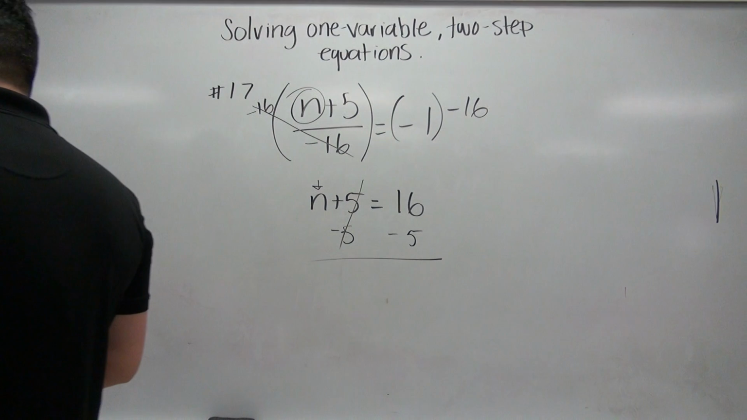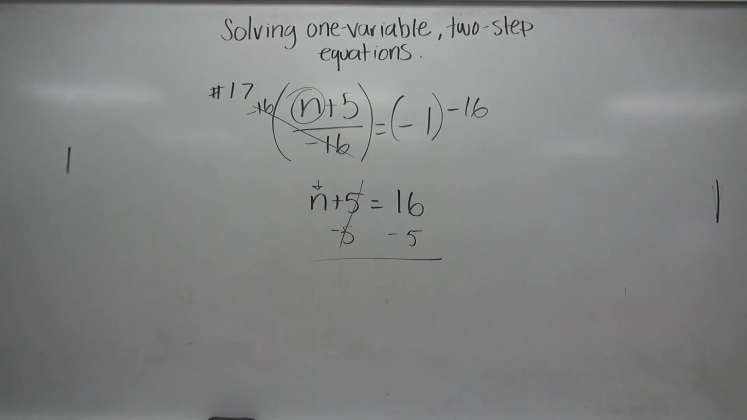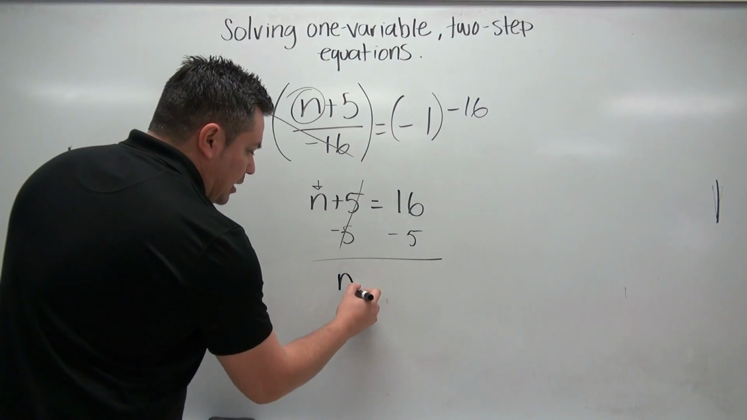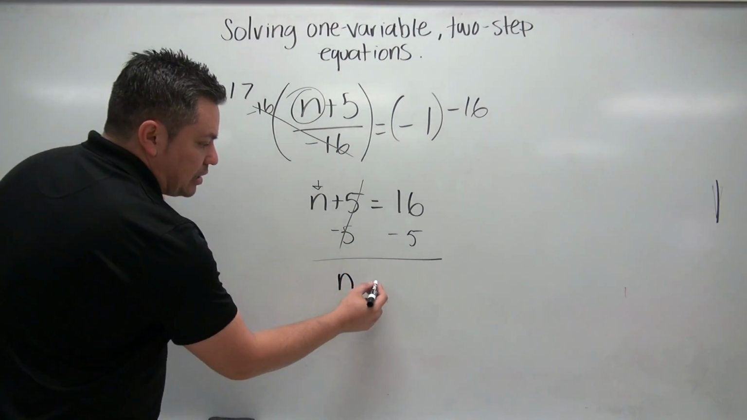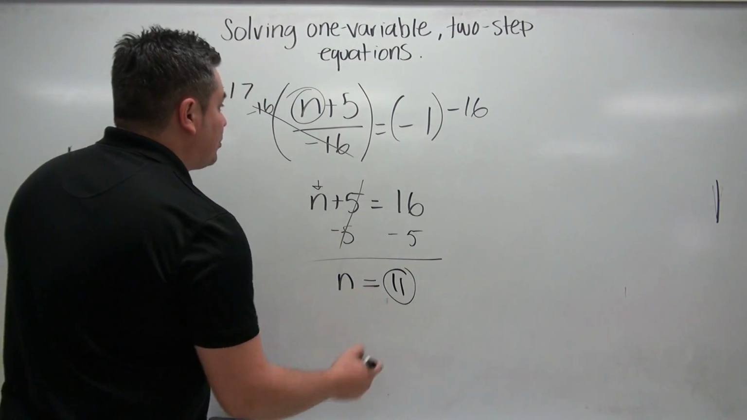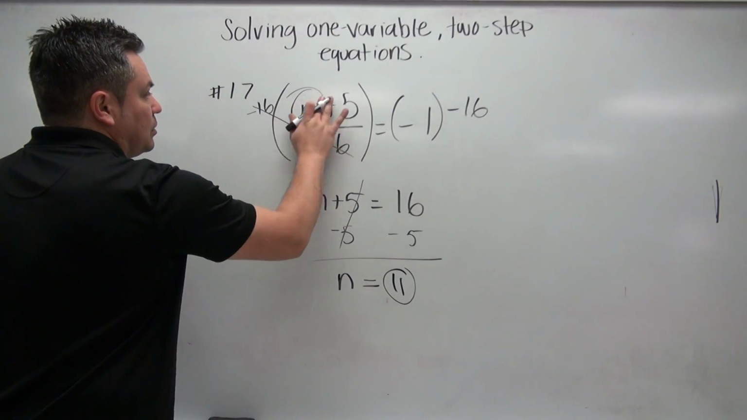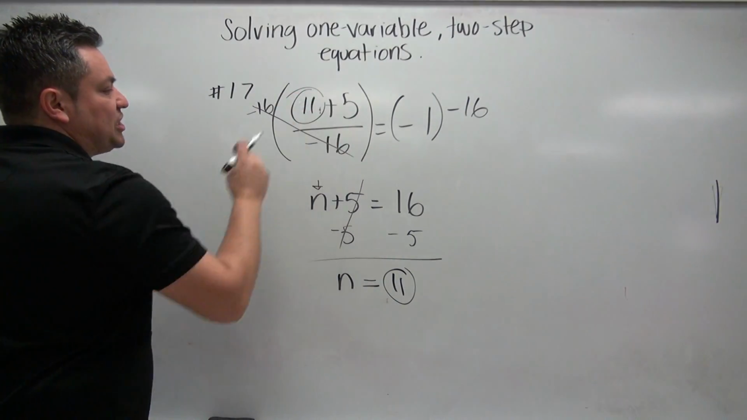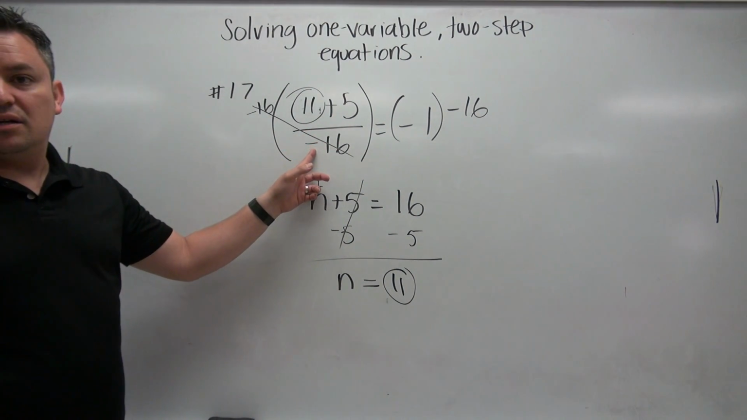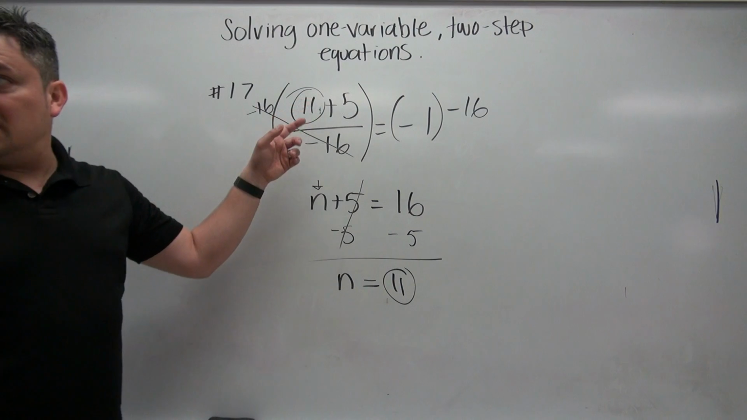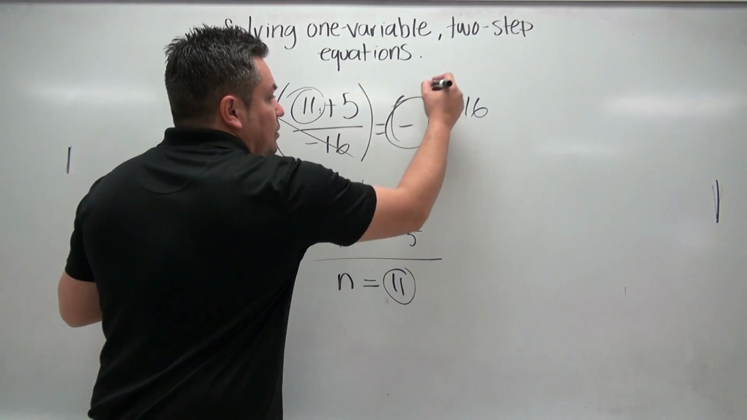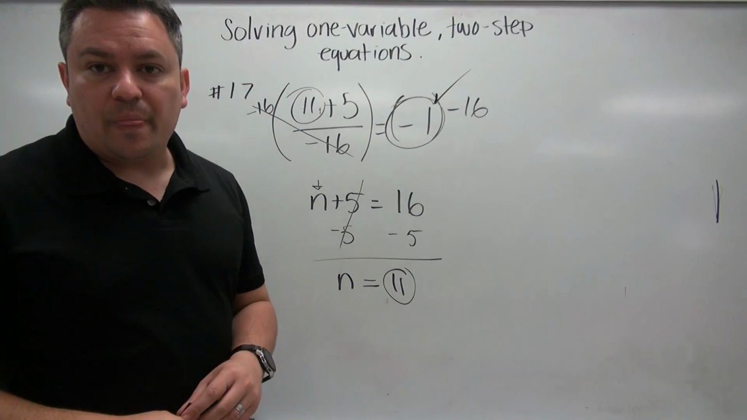That cancels out. So what am I left with on the left side? n. And on the right side? 11. Now how can I check that this is the right answer? Put it right here. What's 11 plus 5? 16. Divided by negative 16? Positive 16 divided by negative 16 is negative 1. Is that negative 1? Yes. So my answer is correct.